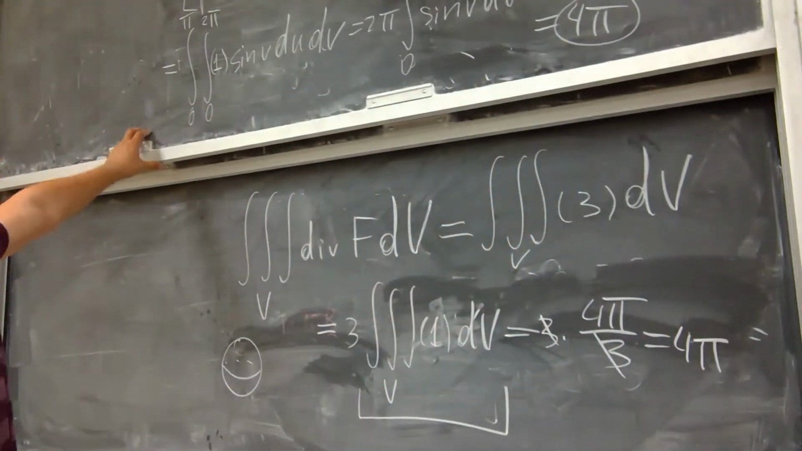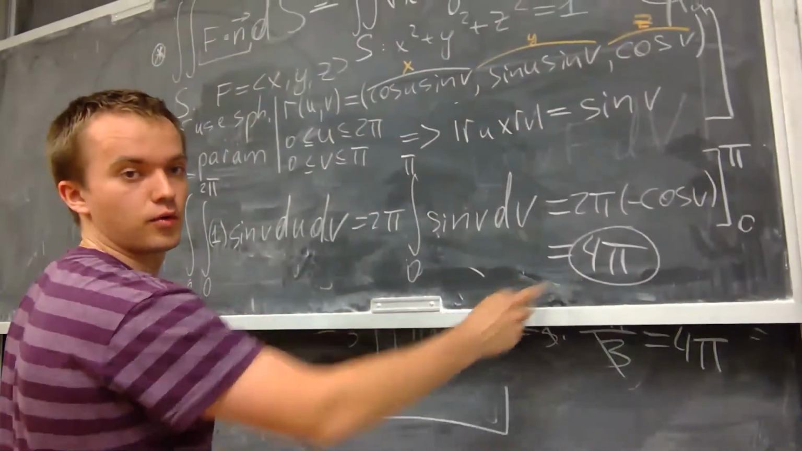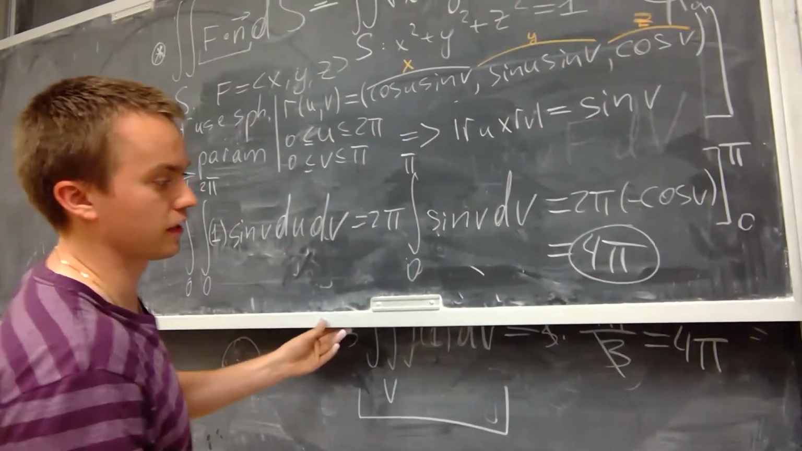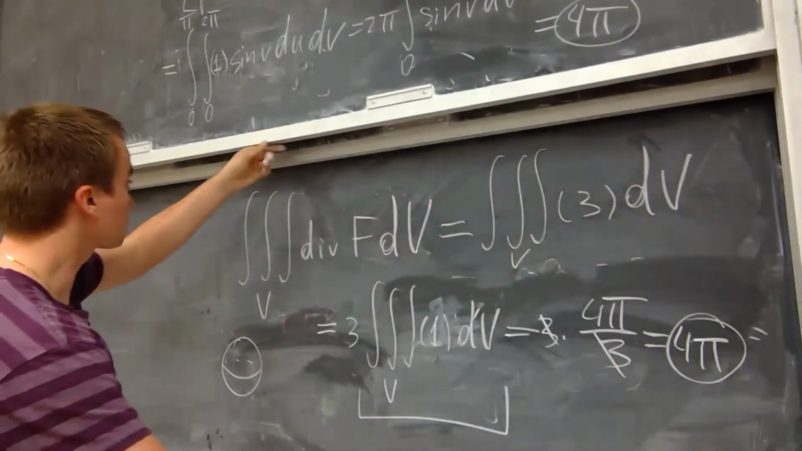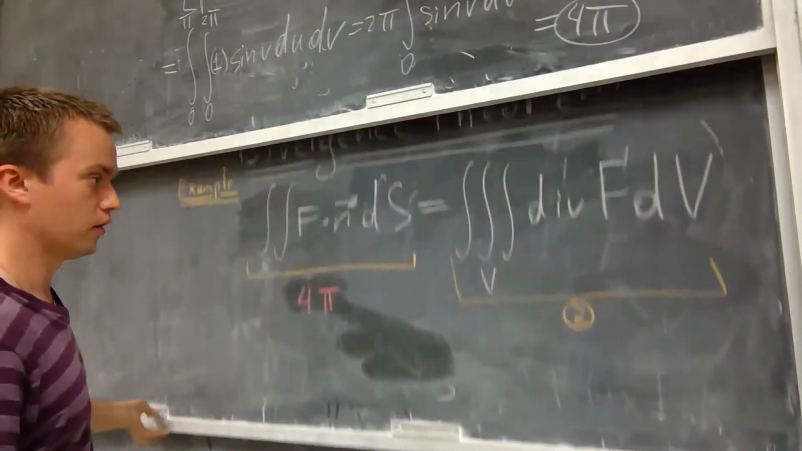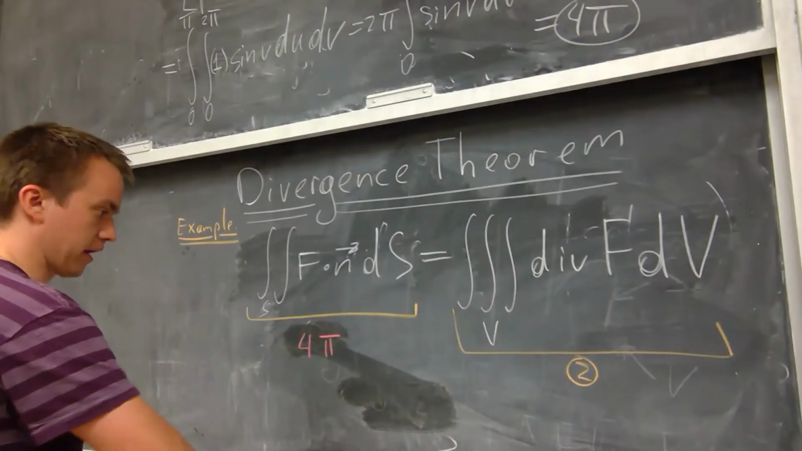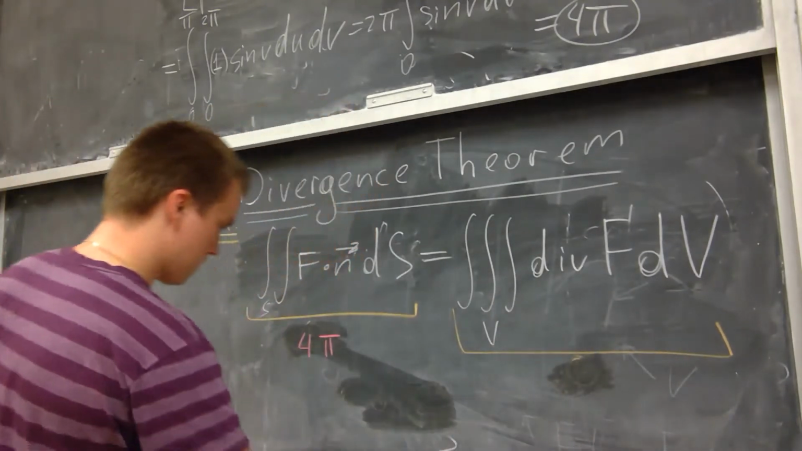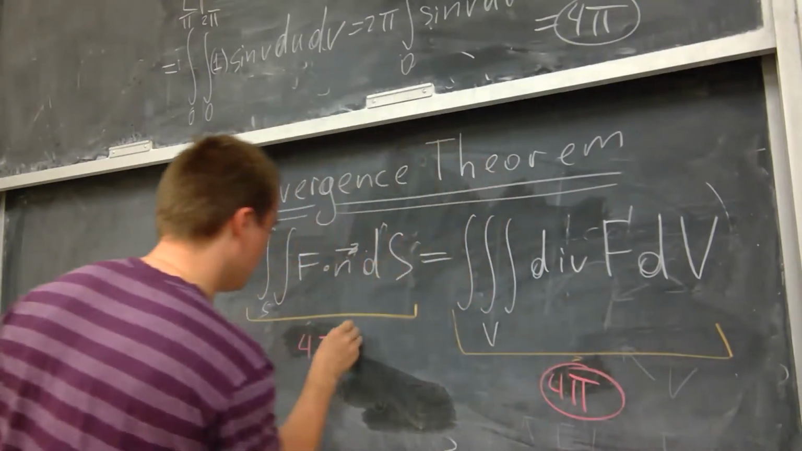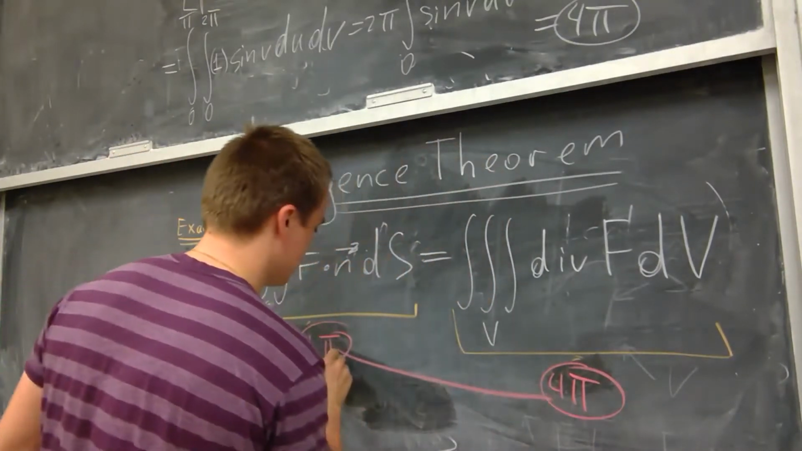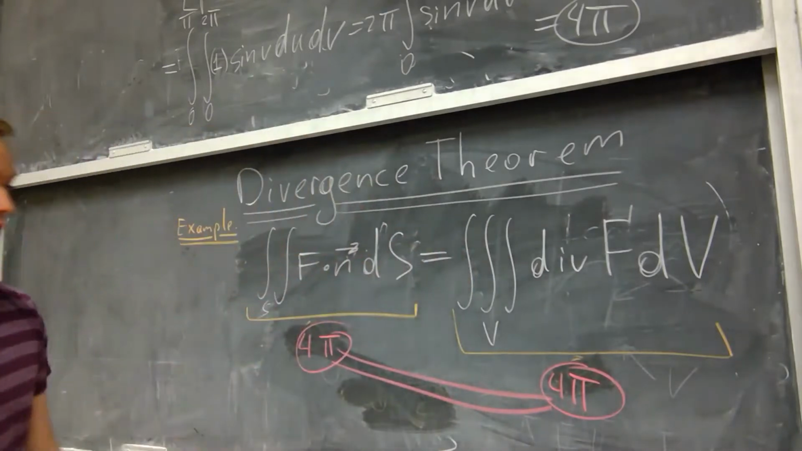And we got the same answer as I got over here for the double integral on the left-hand side. So the triple integral on the right-hand side equals the same value. Let's come back over here. On the left-hand side, I have 4 pi. On the right-hand side, I also have 4 pi. And voila, not Green's theorem, divergence theorem in action.